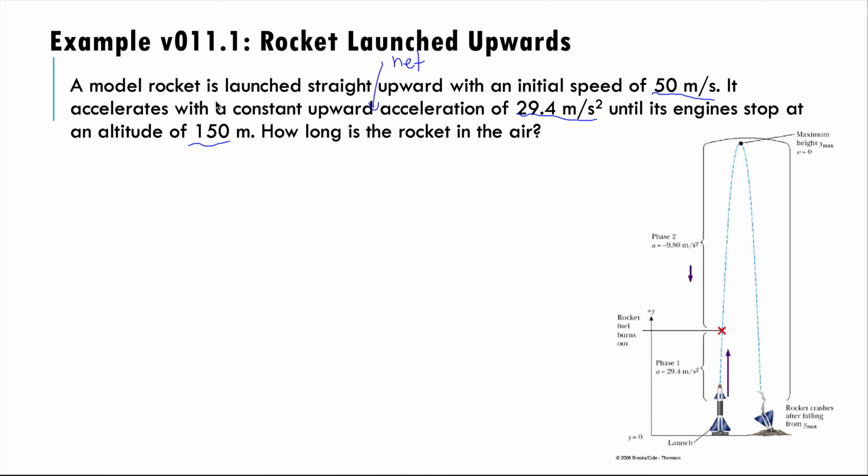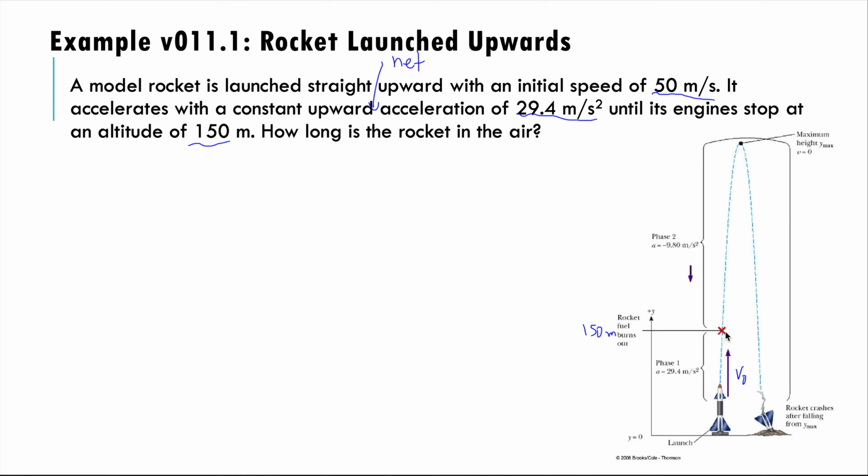First thing we want to do is picture what is happening in this problem. We do have a picture given here, but if you don't have one given, you have to be able to come up with it yourself. So what we have here is a rocket launched with an initial speed, the v initial here, and it has a certain acceleration until the rocket fuel burns out at this altitude, and this is 150 meters.